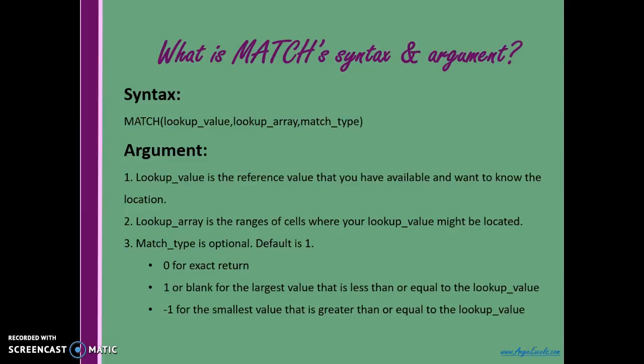Lookup array is the range of cells where your lookup value might be or is located. So in the example I gave earlier, you have a list of names, so your lookup array is that list of names. Okay, and match type is optional, and I'll be covering more about this on the practice data set because it's easier to understand when you see it visually. But just remember that there are 3 types: 0 if you want an exact return, 1 or leave it blank if you want the largest value that is less than or equal to the lookup value, and -1 if you want the smallest value that is greater than or equal to your lookup value. And like I said, I'll be covering this on the practice data set.